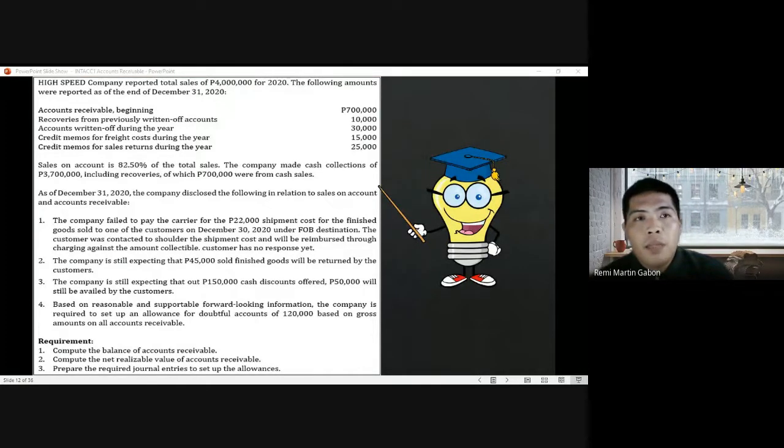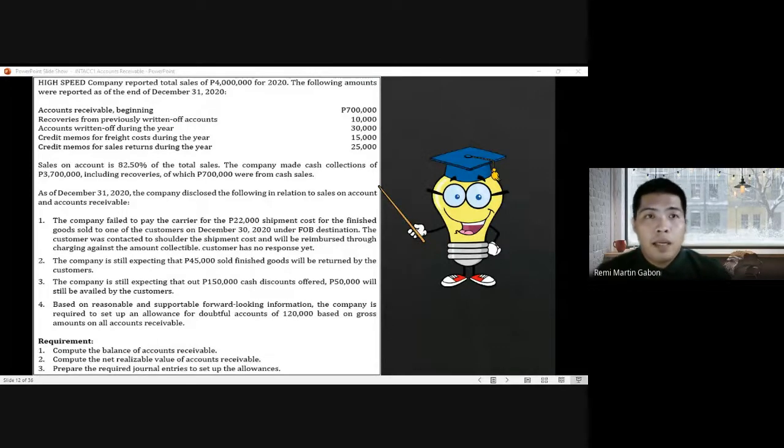So High Speed Company reported total sales of 4 million for 2020. So the following amounts were reported at the end of December 31, 2020. We're provided with accounts receivable, pero yung present na amount is beginning balance na 700,000. Okay? Recoveries from previously written off accounts, 10,000, meaning in the previous period, we already have made write-off, but out of those written-off accounts, miraculously, we made recoveries. So yung 10,000 na yan.